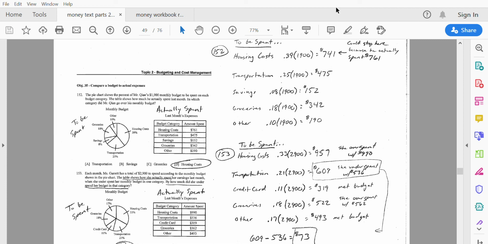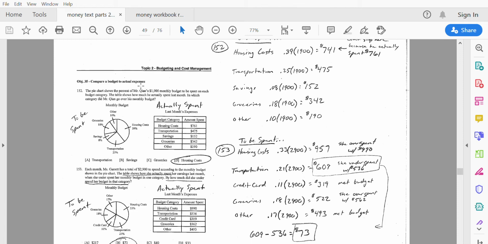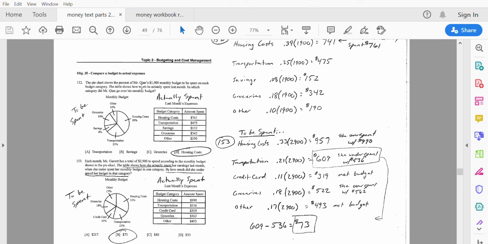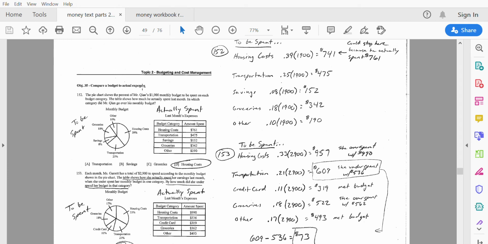Okay, this is a video for Objective 35. So again, you should be in the money textbook. If you don't have that out, hit pause, go grab your money textbook. You're going to go through, it looks like it's page 65, which is the beginning of Objective 35. So Objective 35 on page 65.